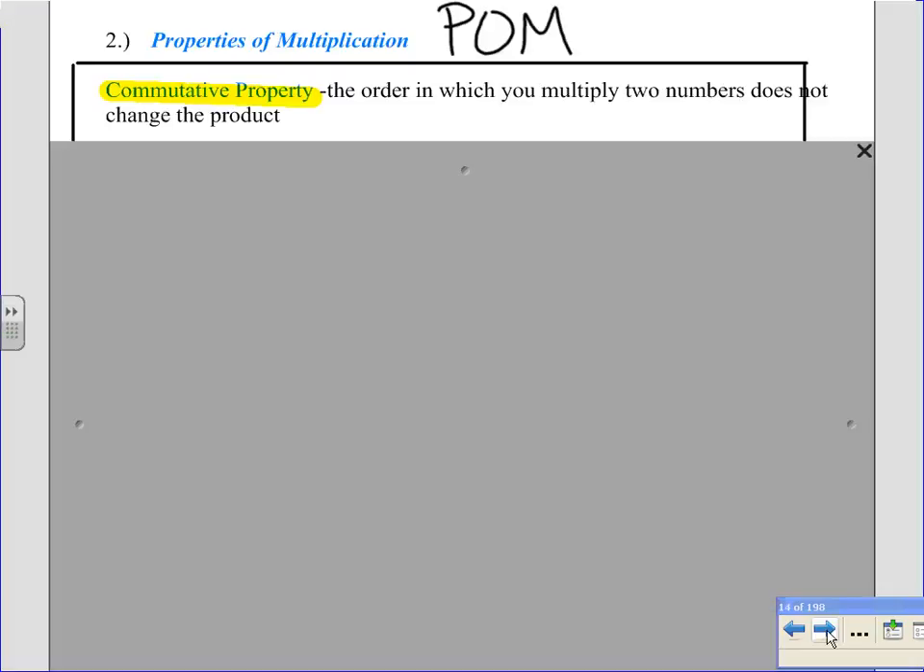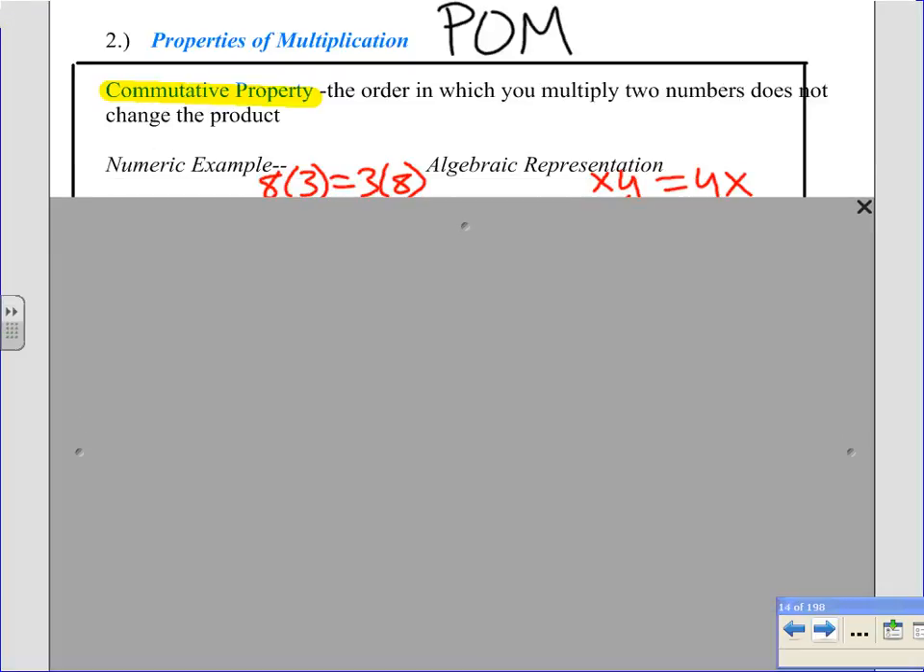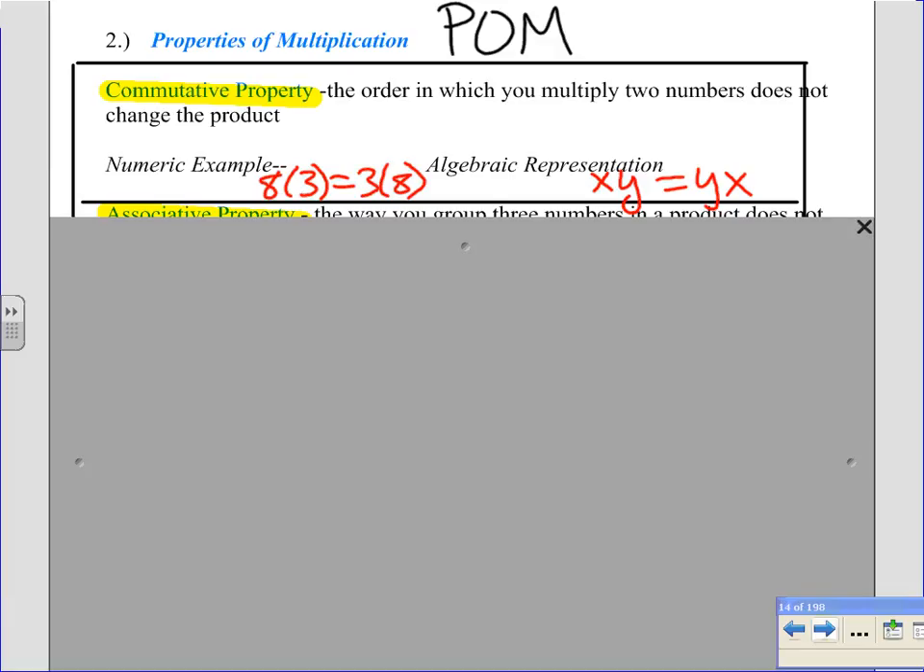Okay, one more set of properties. These ones are POM, property of multiplication. So that goes for all of these. They are pretty much the same, but now we are referring to them as property of multiplication. Emma H? I don't know, maybe.